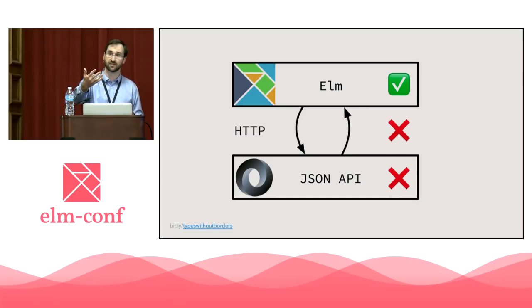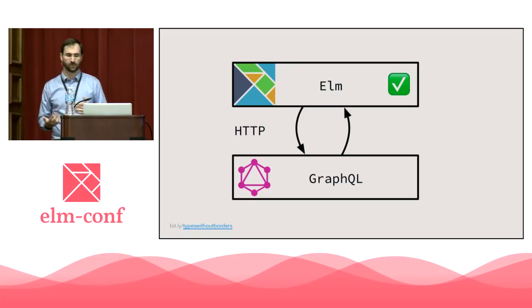What can I send out to that JSON server? What can I expect to get back? I have to make a lot of assumptions. Let's compare that with GraphQL.